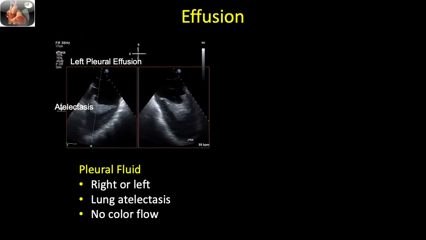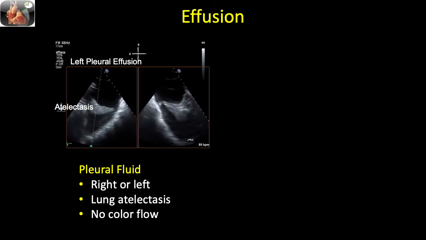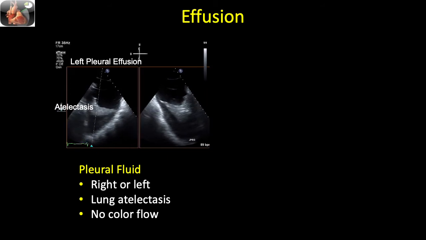Pleural fluid in both thoracic cavities can be imaged with TEE. TEE can also be used to detect lung atelectasis. There is an absence of color flow in an echolucent space.